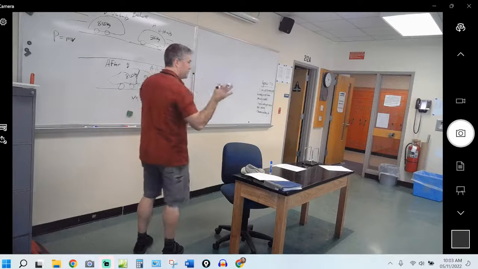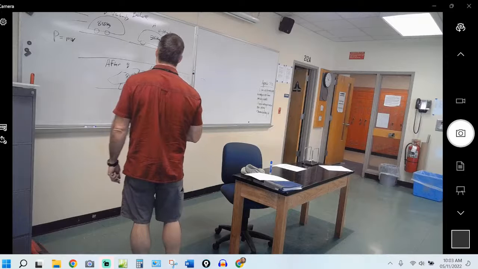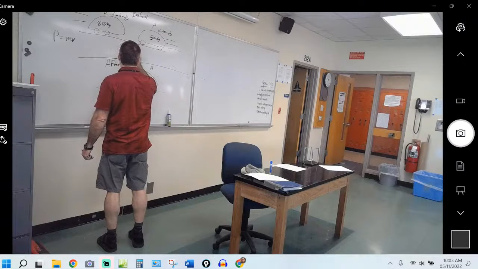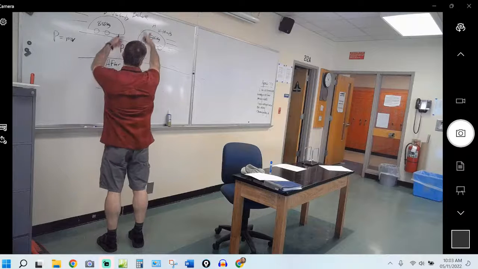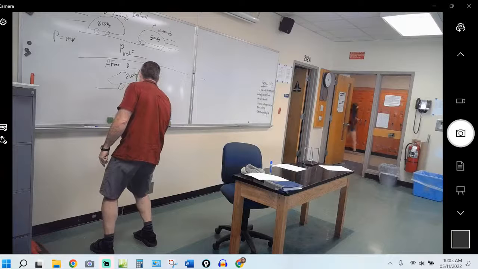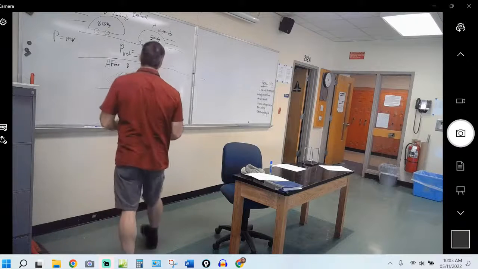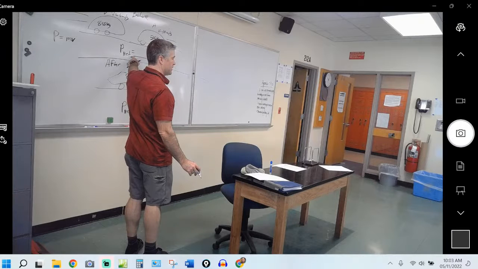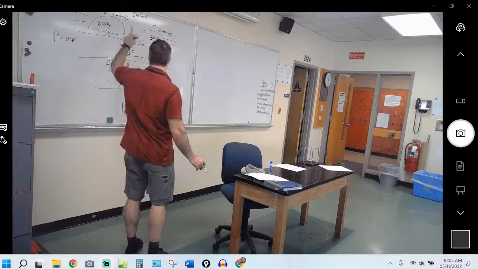So here's the big deal. This is the important thing, the thing you should jump to right away. The net momentum here, whatever that is before the collision, how does that compare to the net momentum after the collision? It's the same. So that's the key. And how do we get the net momentum before the collision? Adding up the momentum.